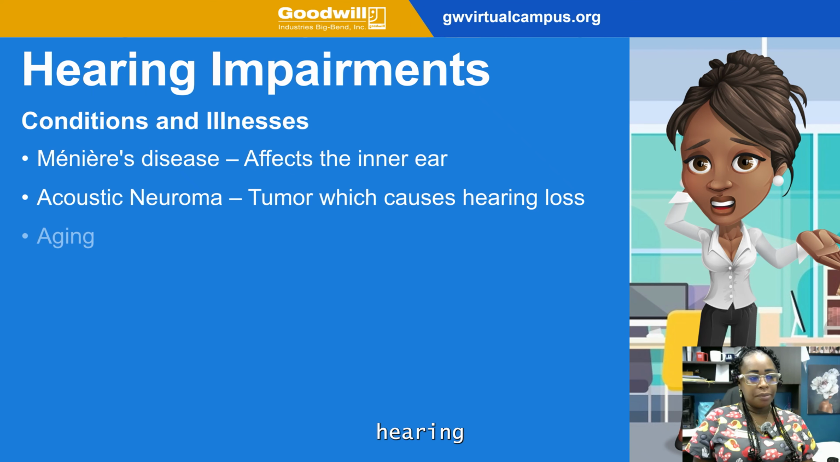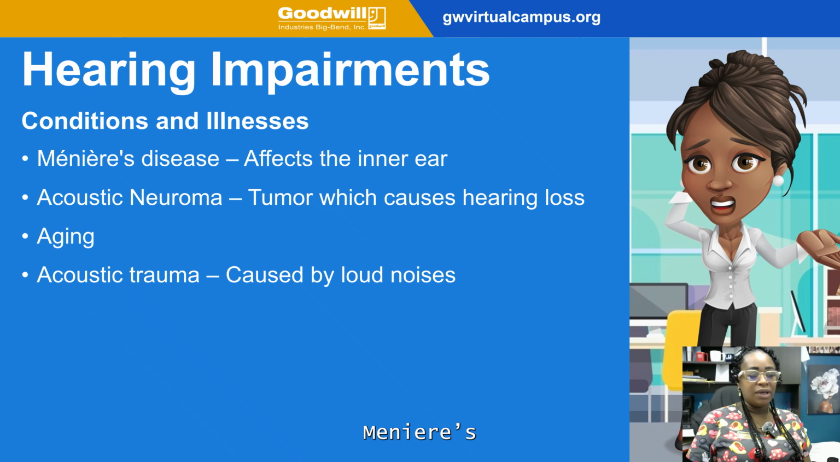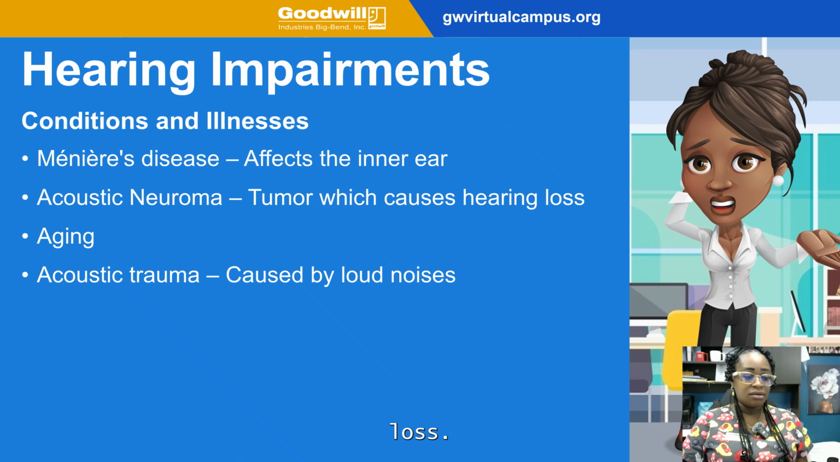When it comes to hearing impairments, we have Meniere's disease, acoustic neuroma, aging, and acoustic trauma. Meniere's disease affects the inner ear. Acoustic neuroma is a tumor which causes hearing loss. Aging causes hearing loss. And acoustic trauma is caused by loud noises over a gradual amount of time, or even instantly if it's like a big boom or eruption that's right by your ear.